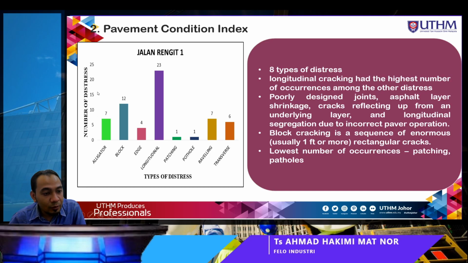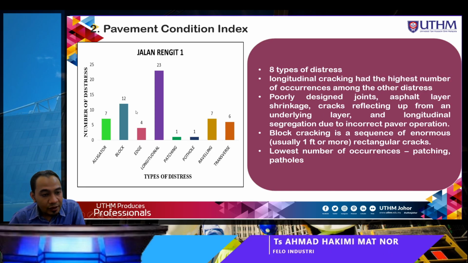So this is the number of distress at Jalan Rengit 1. We found about 8 types of road distress: alligator cracking, block cracking, edge, longitudinal, patching, pothole, raveling, and transverse. The highest number of distress is longitudinal cracking, about 23. This is because of poor joint design, asphalt layer shrinkage, cracks reflecting up from an underlying layer, and longitudinal segregation due to incorrect paver operation.